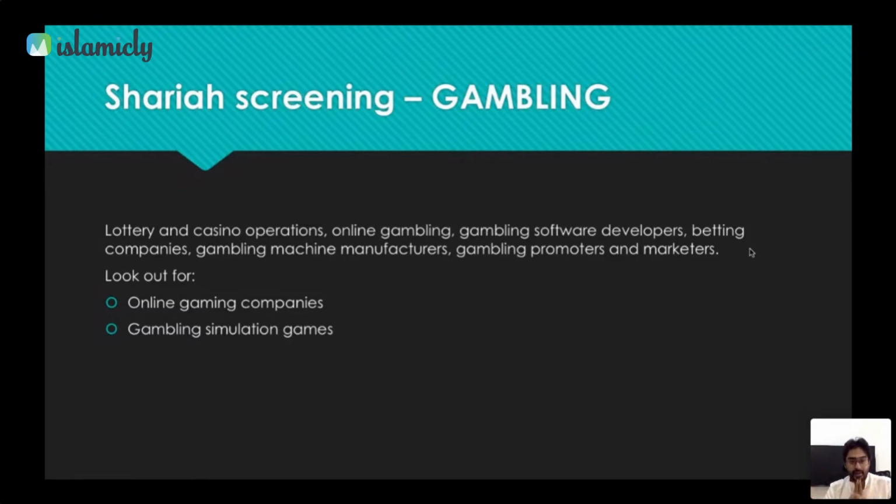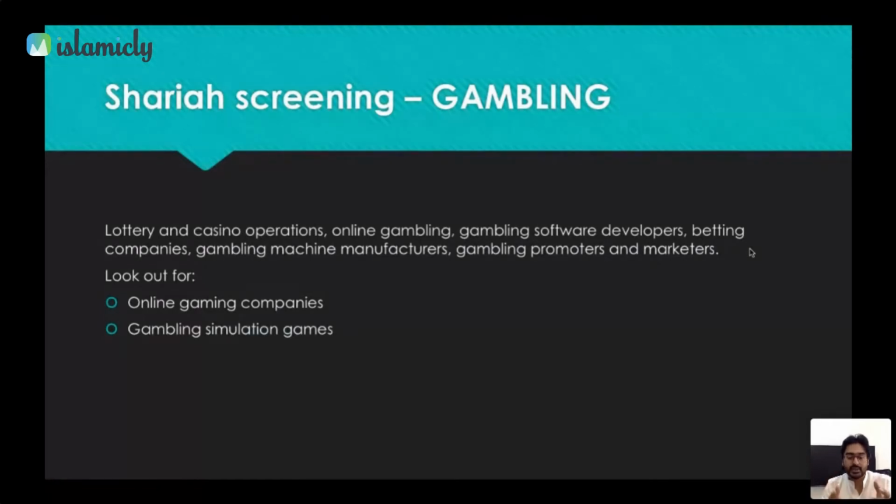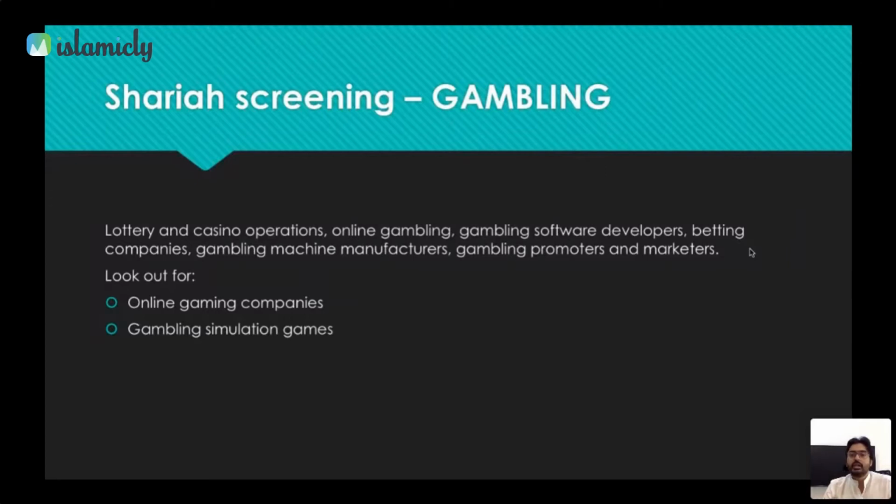Now, another very important thing that needs to be considered over here is gaming companies. A lot of gaming companies nowadays have gambling games. The revenue from these gambling games is also considered non-permissible.